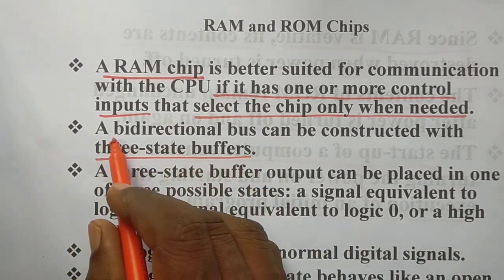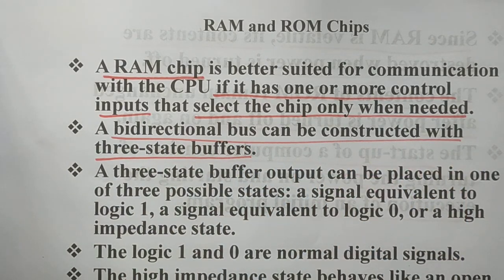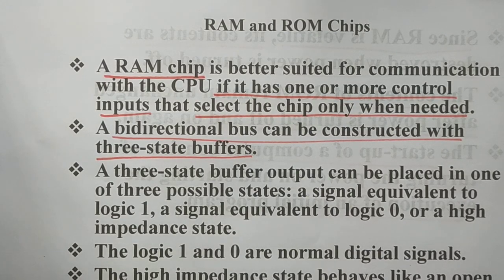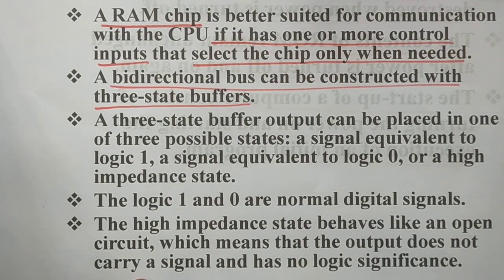Whenever you go through any kind of chip, either a RAM chip or a ROM chip, okay, a bidirectional bus is constructed through 3-state buffers. 3-state buffers we have already discussed in one lecture. It has direct inputs, normal inputs, an output, and another part which is a control. Okay, the control controls the input whenever we will get output. So this is what we call a 3-state buffer. I have already discussed it in one lecture. You can see that lecture.